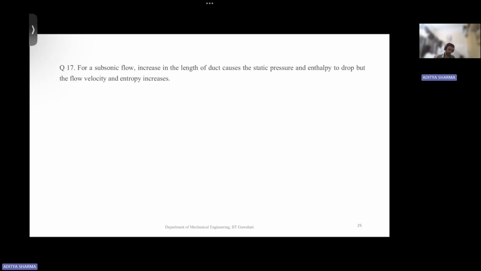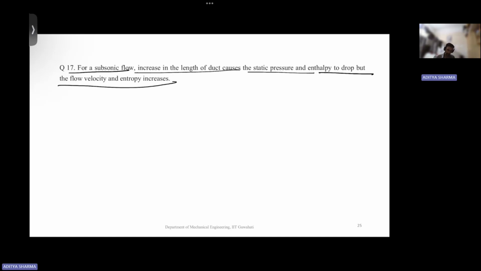It says that for a subsonic flow, increase in length of the duct causes the static pressure and enthalpy to drop, but the flow velocity and entropy increases. So for a subsonic flow, with increase in length of duct because of frictional effects, your velocity is going to increase, your entropy is going to increase. Okay.